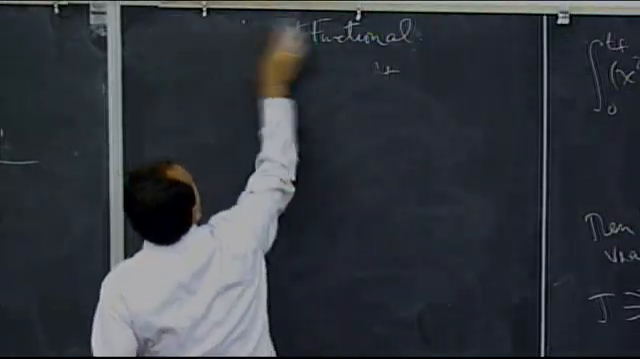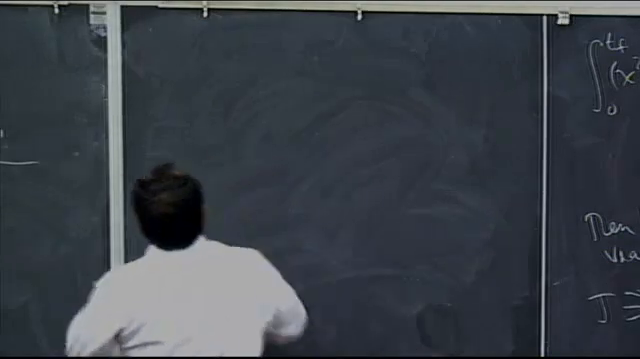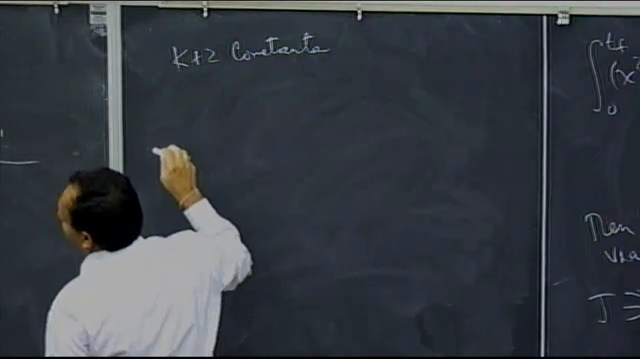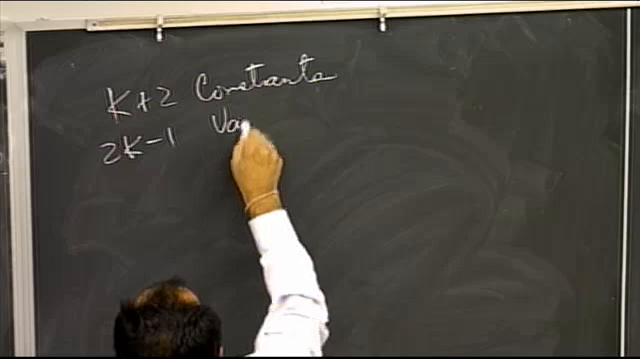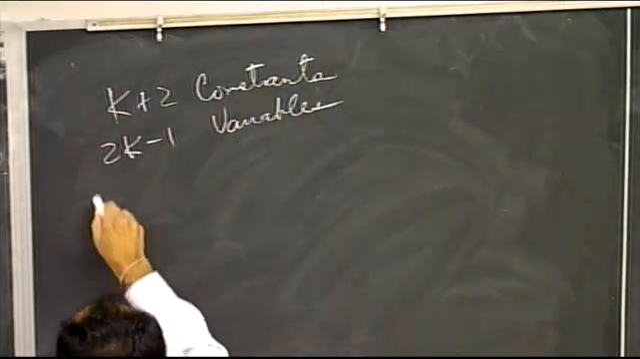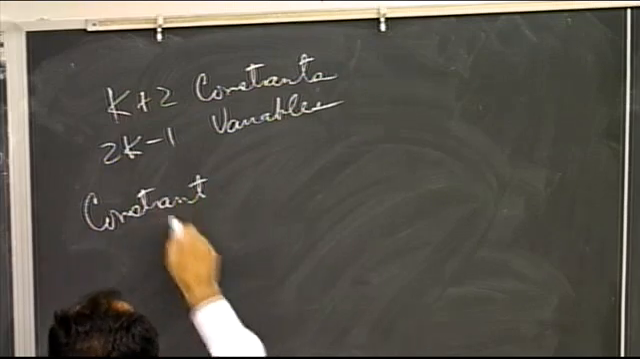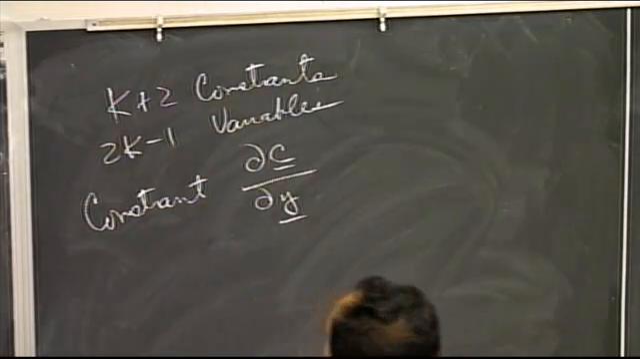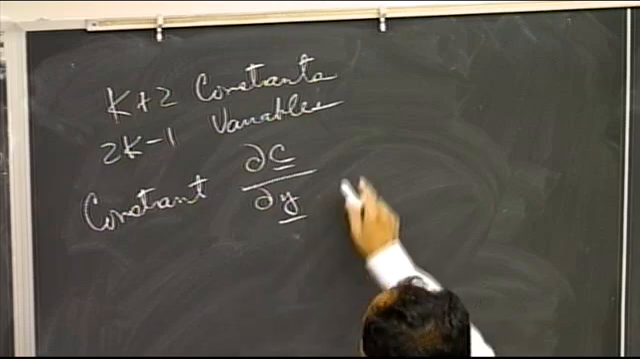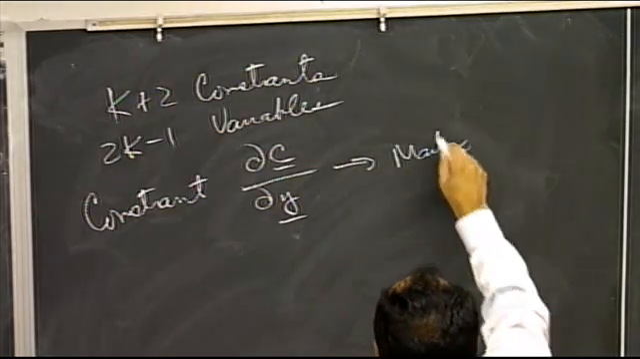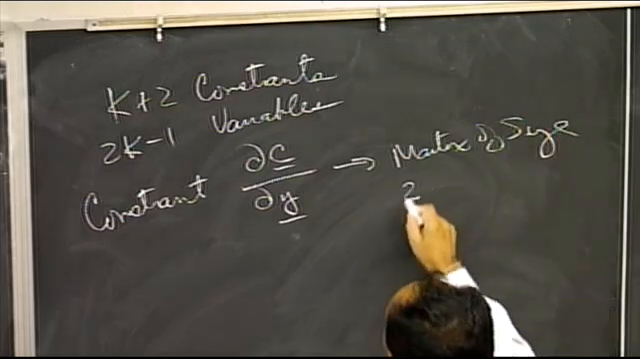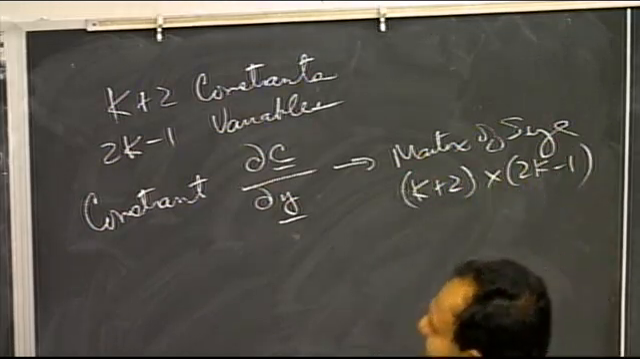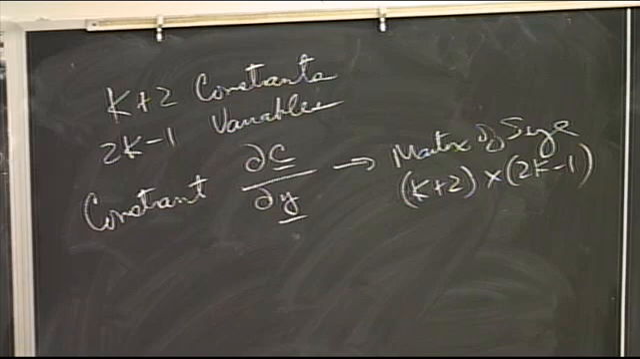Let's write this out. You have K plus 2 constraints. And how many variables? 2k minus 1 variables, right? So if I take the constraint Jacobian, the partial of C with respect to y, that's my full constraint Jacobian. This is a matrix of size k plus 2 by 2k minus 1.